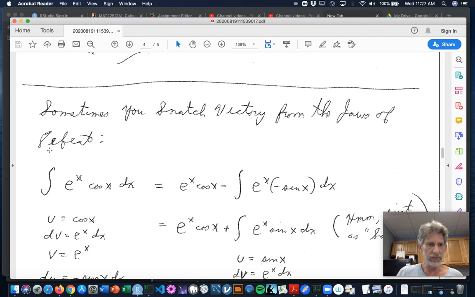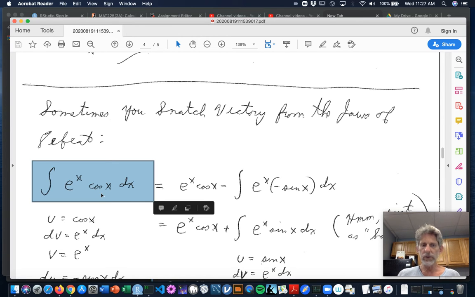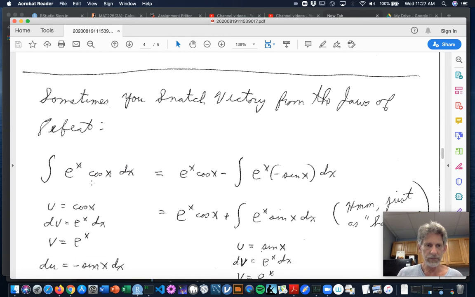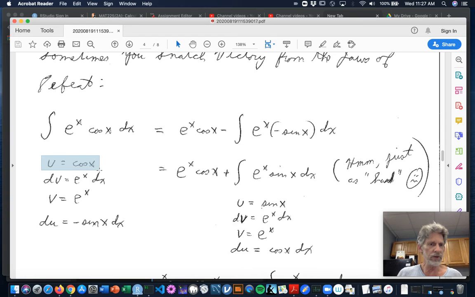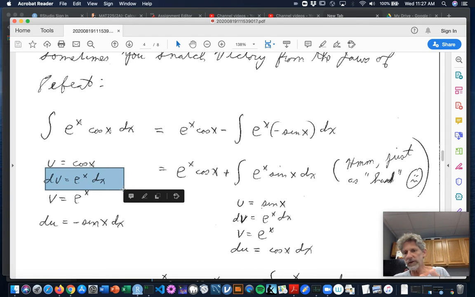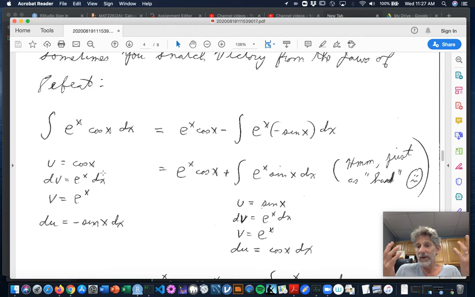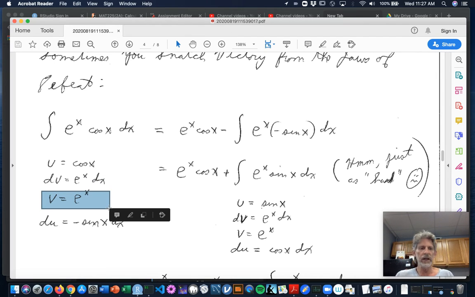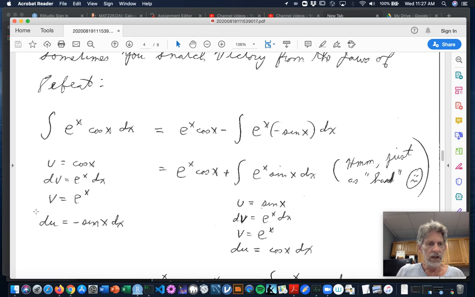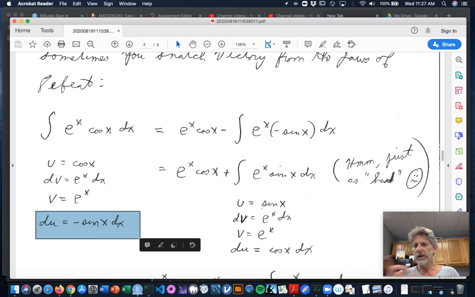Look at this problem here. Integral e to the x cosine x dx. All right, I'm just going to let u be cosine of x, let dv be everything else, e to the x dx. Just see what happens. So v is the antiderivative of e to the x dx, that's e to the x. du would be the derivative of cosine, which is minus sine times dx.